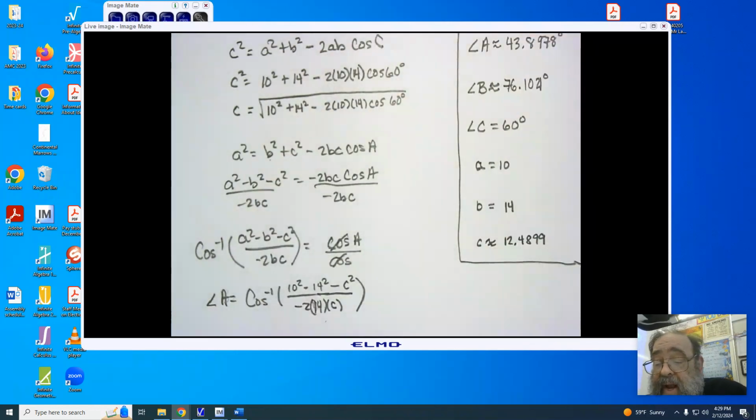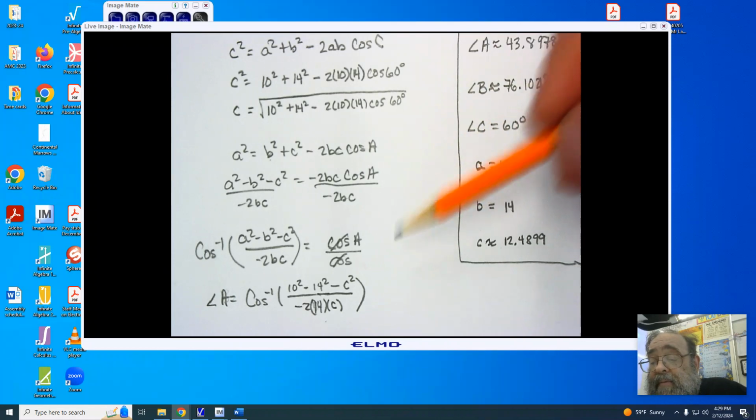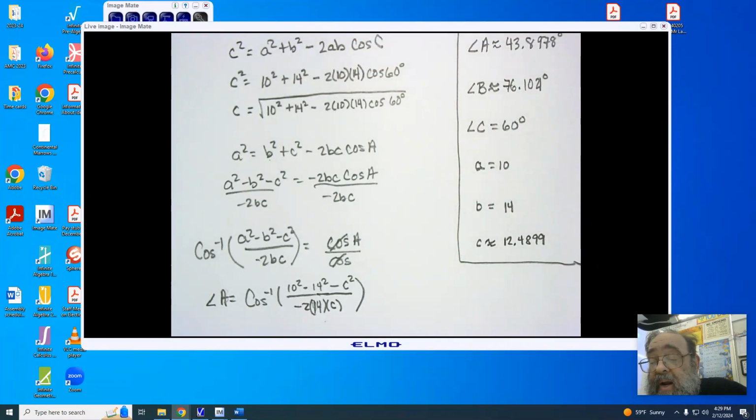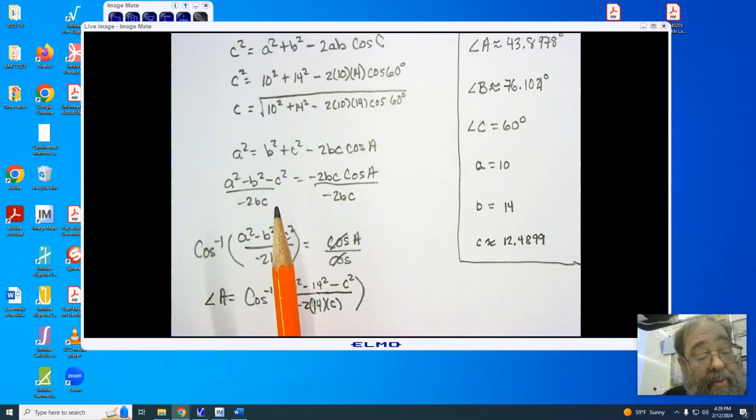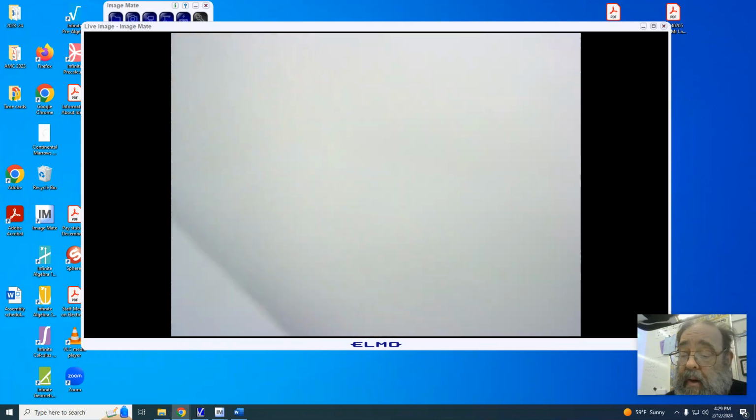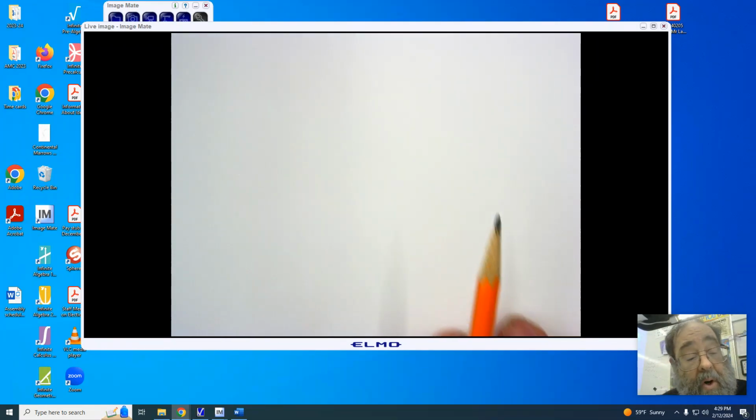So here we have an example of finding an angle with the law of cosine, and finding a missing side with the law of cosine. Now the only other type of problem that we could have is what happens if they give me all three sides. Here, let's take a problem that we can work on.